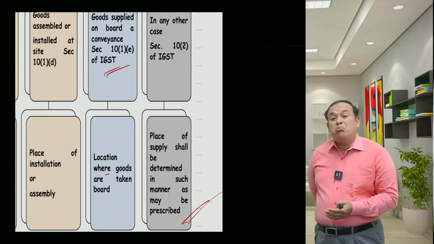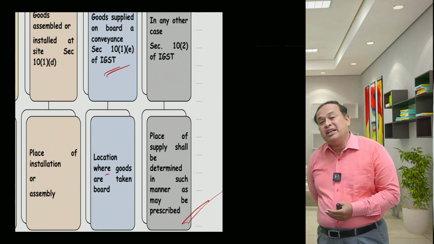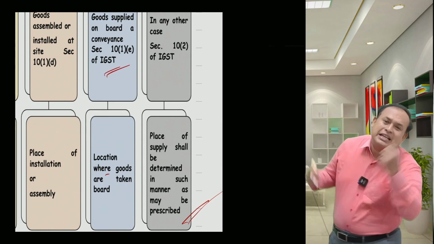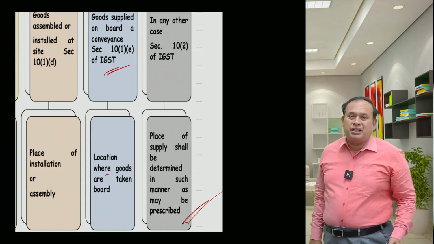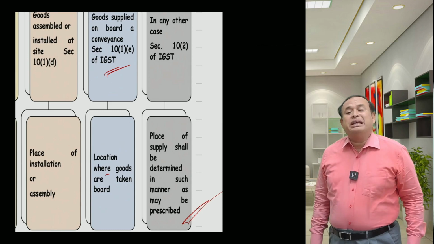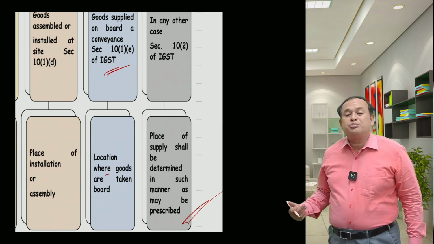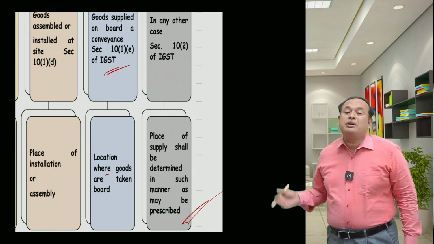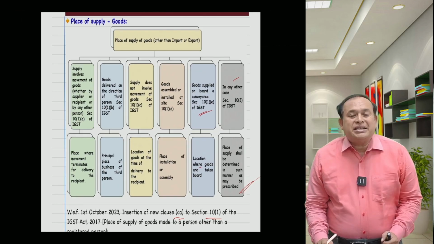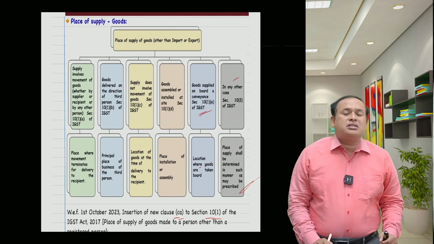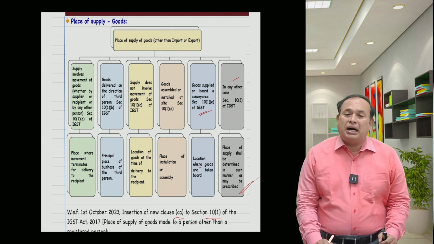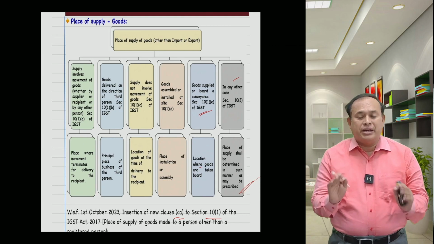One cannot say that my transaction is not covered under section 10(1) clause A, B, C, D, E, not covered, therefore I am escaping from the place of supply concept. You cannot say that. In such peculiar cases, in that rare of the rare cases, the place of supply will be decided by the government as per section 10, subsection 2, at that time by notifying it. If notified, we'll discuss that. So, for the time being, my dear friends, section 10(1) as a whole, supply of goods, place of supply other than import or export of goods, is concluded.